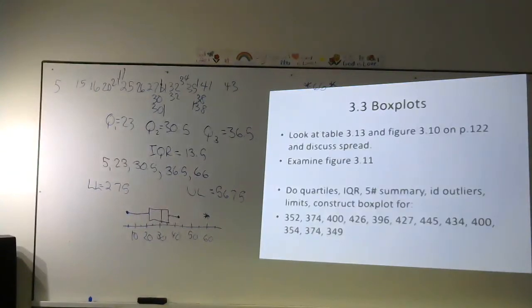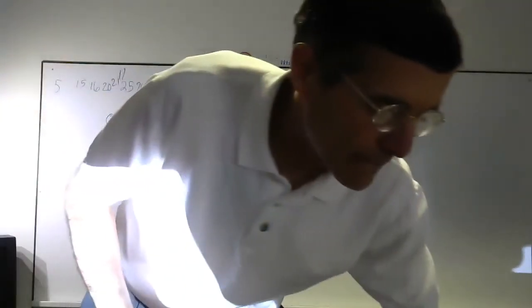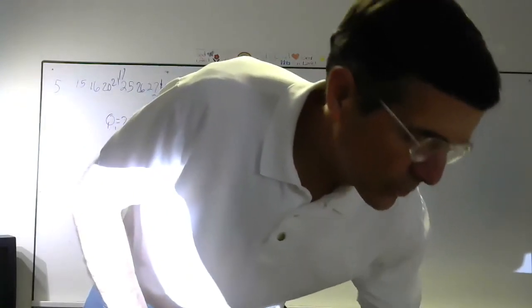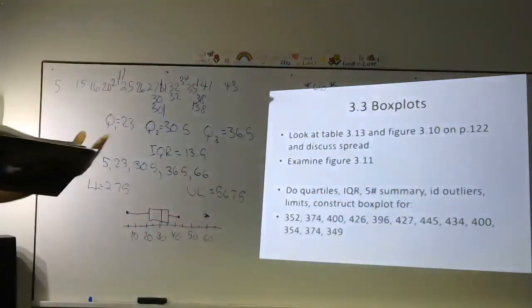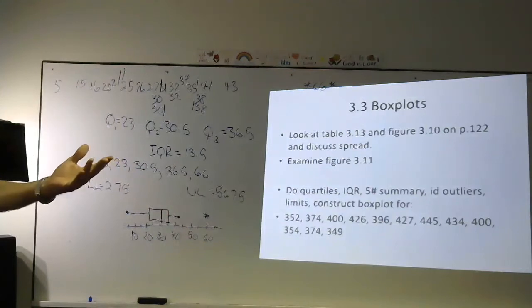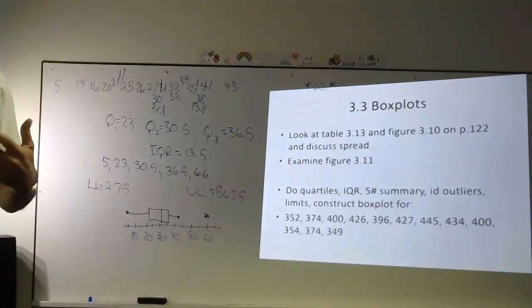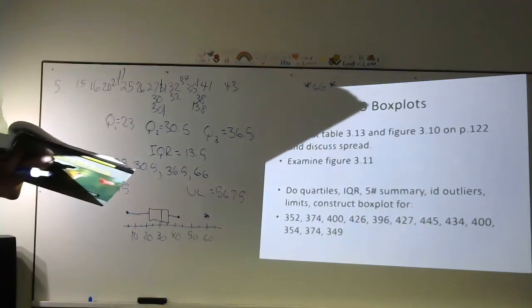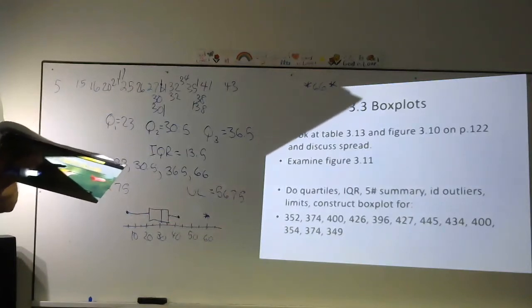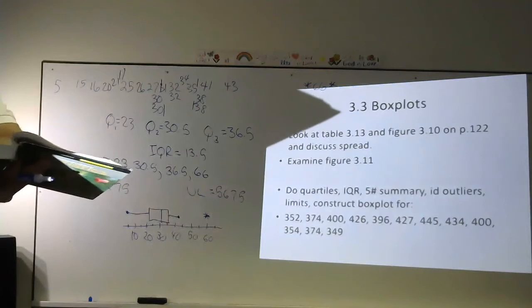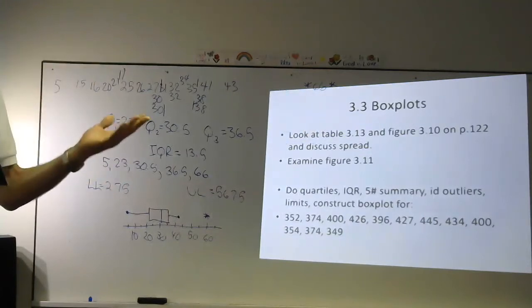If you look at table 3.13 and figure 3.10 on page 122, jump over to page 122. At the top of the page, we have runners and just regular, normal, everyday folks, and we're looking at skin fold thicknesses. Or as my wife would say, I'm a skinny thing, and I don't have much when it comes to skin fold. Might have something to do with the fact that I'm also a runner.